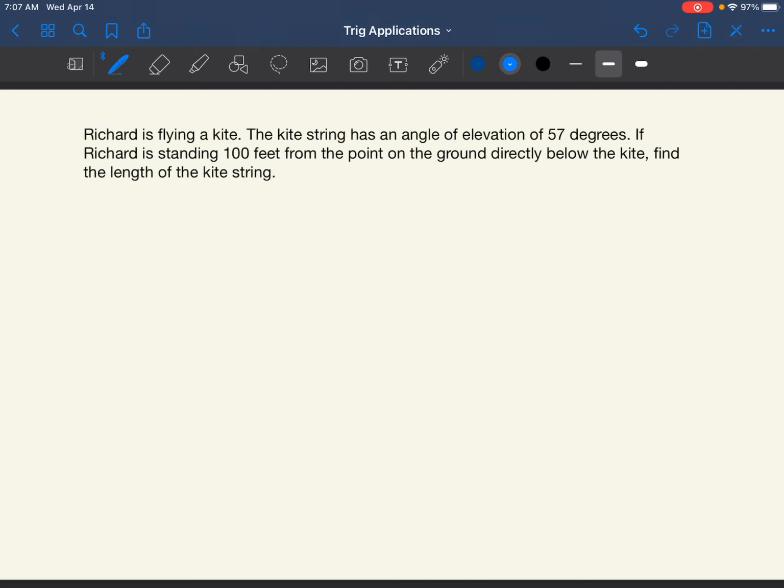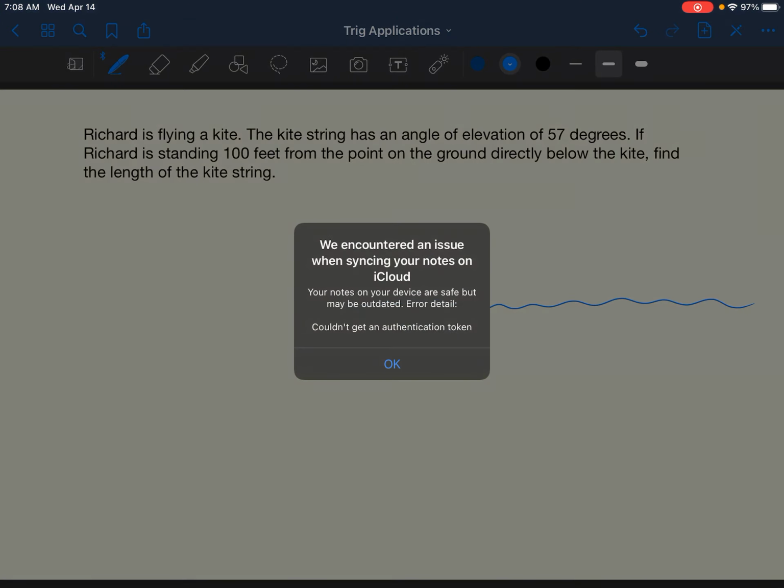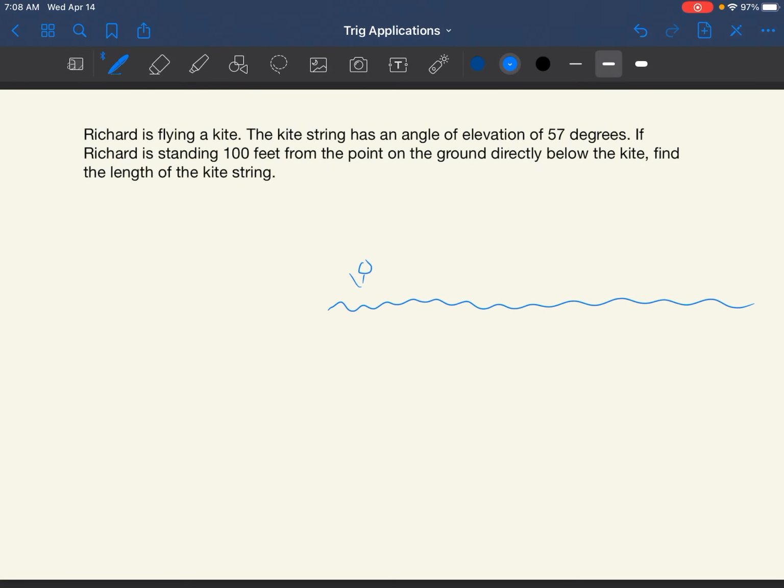Richard is flying a kite. So I'm going to draw somebody flying a kite. Here's the ground. Let's see what we got here. We have somebody, sorry about that. Somebody who is, that's the string, flying a kite. Okay, so there's Richard flying a kite.